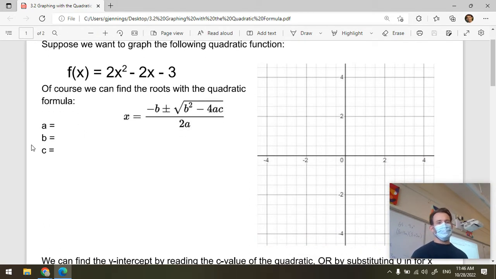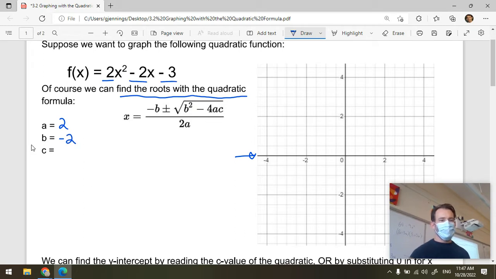Suppose we want to graph this quadratic, 2x squared minus 2x minus 3. First of all, we can find the roots of that quadratic equation with the quadratic formula. That's what the quadratic formula is for: finding when the quadratic is touching the x-axis, when its y value is 0. So let's do our a, b, and c. In this case, our a, we get that from here, it's 2. Our b is not 2, it's negative 2, so make sure you get that in there correctly. And then c is negative 3.